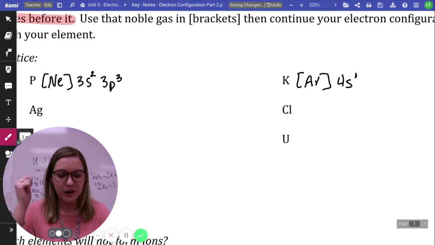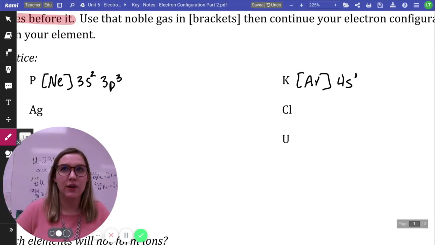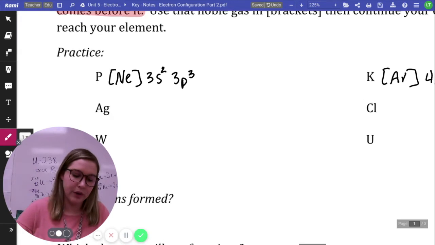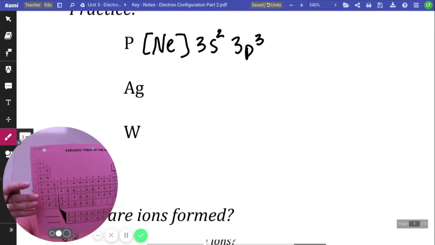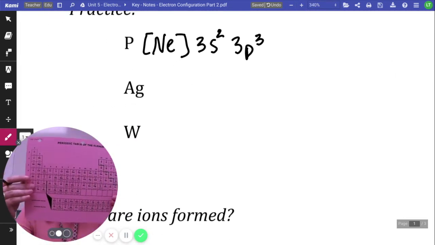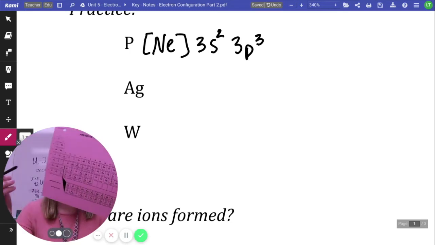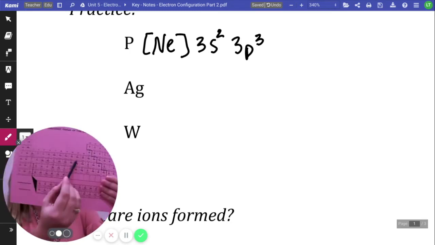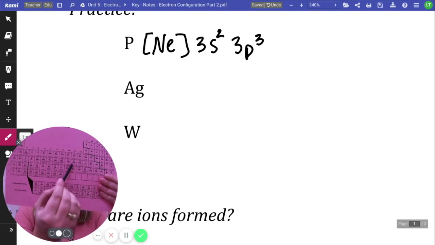Isn't that nice? All right, I'm going to do one more with you, and then I'm going to leave you guys to do some of them on your own. All right, so silver. Silver is Ag, and it is number 47 on our periodic table.